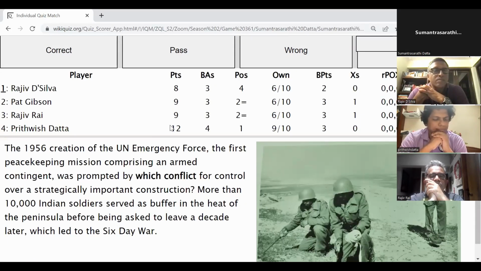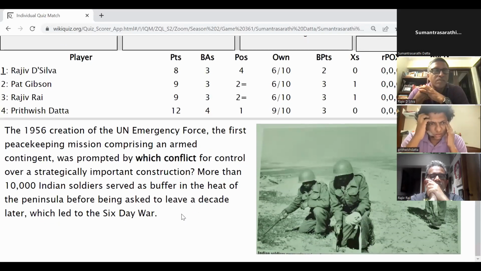The 1956 creation of the UN Emergency Force, the first peacekeeping mission comprising an armed contingent, was prompted by which conflict for control over a strategically important construction? More than 10,000 Indian soldiers served as buffer in the heat of the peninsula before being asked to leave a decade later, which led to the Six-Day War.